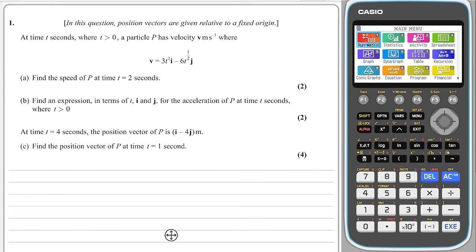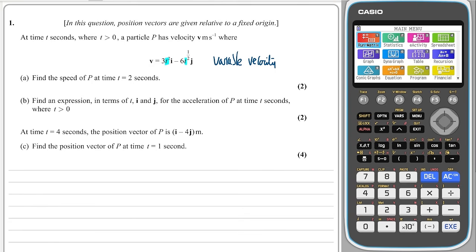Okay, question number 1, and we have vectors and we have motion. My trigger for this question to figure out what I'm going to be using is the fact that there is a t in the vector equation. That means that it is variable acceleration, or variable in this case velocity, which means that it's not going to be constant acceleration, so we cannot use SUVATs, we have to use integration instead.